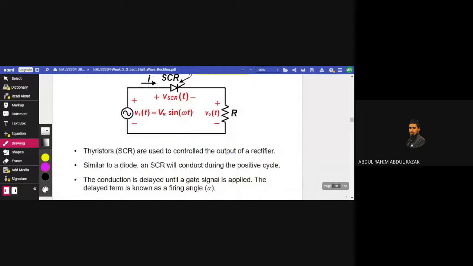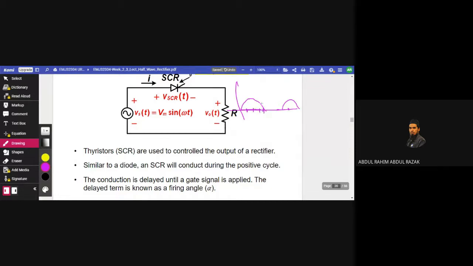Okay, as stated inside the note, a thyristor is used to control the output of the rectifier. We can control it instead of only on and off. If we use a diode, we cannot control, but if you use a thyristor, we can set the starting point, maybe after a few degrees, up to the maximum conduction angle.